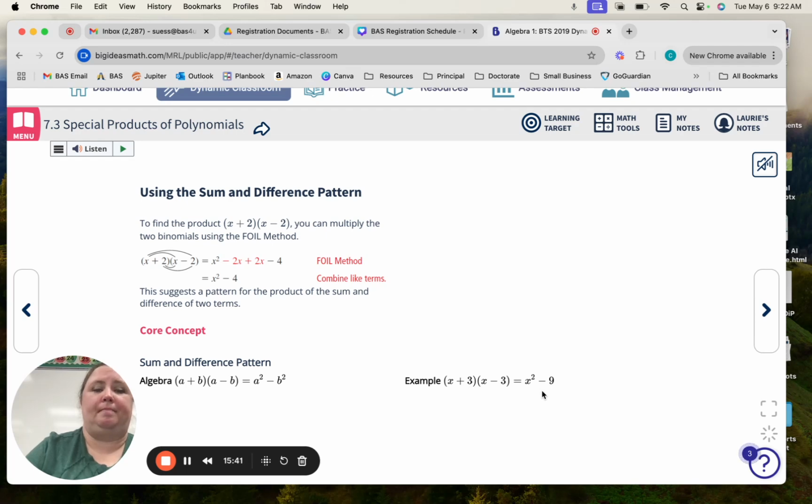Does it work the same if there's minus as the first one and the plus is the second one? Technically, yes, because you could rearrange those. So it doesn't matter, as long as one is positive and one is negative, it would still work. Perfect questions, you guys. Good job.